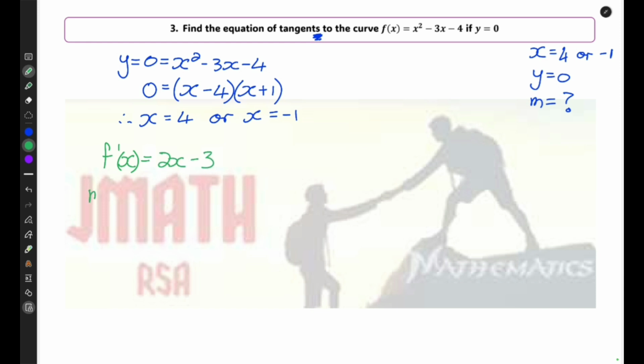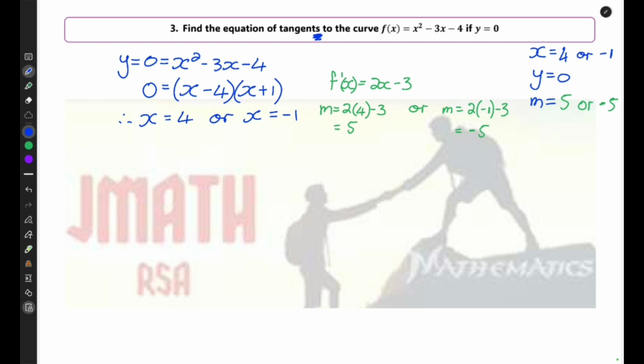So now I'm going to get two m values. I can say m would be equal to 2 times 4 minus 3, or m would be equal to 2 times minus 1 minus 3. And this would give me 8 minus 3 is 5, and this one would give me minus 2 minus 3 gives me minus 5 in this case. If I have two x values, I also have two m values. So if x is 4, m is 5, or if x is minus 1, m is minus 5.